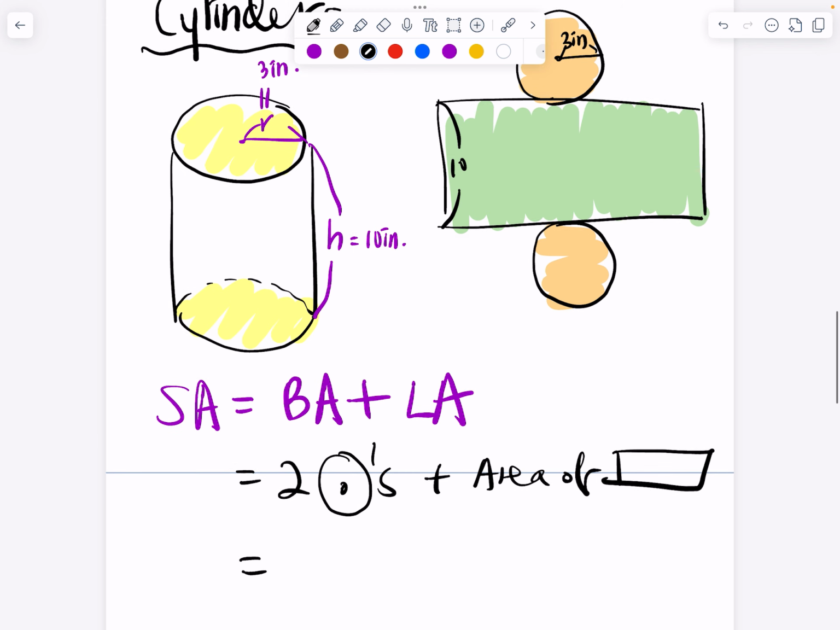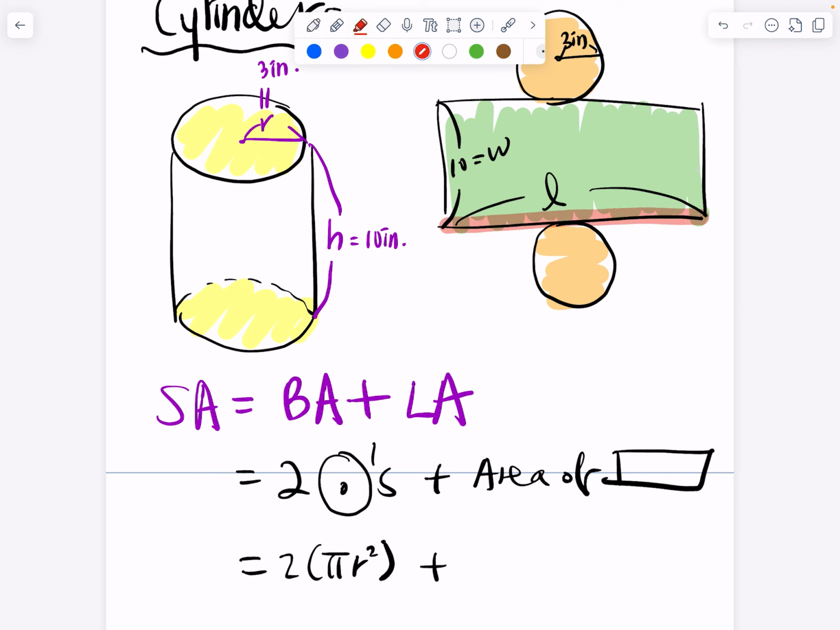Okay, 2 circles. Area of a circle, isn't it? Pi r squared, right? Plus area of a rectangle. I already created a video on that. Length and width, length by width. Width is 10. Length is, this is the most important of the lesson. Length of a lateral face, that rectangle is same as circumference of the circle. I can't emphasize enough the importance of you understanding it. Okay, so circumference of the circle is the length of the rectangle.